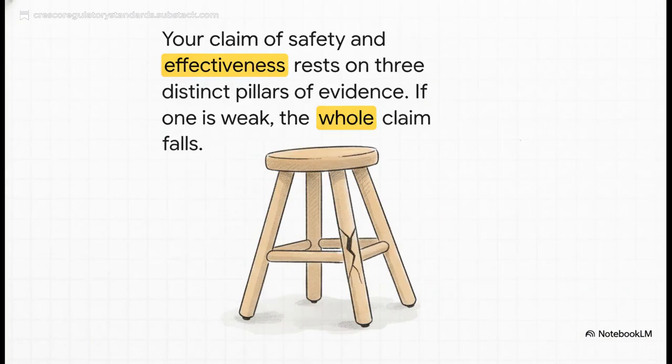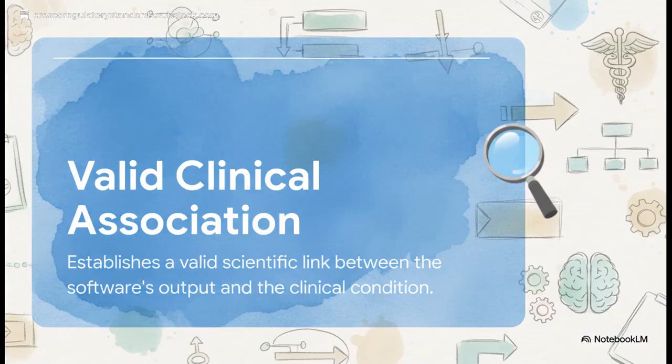If any one of these evidence pillars is weak, or worse, completely missing, your entire claim of being safe and effective just collapses. So let's break down each leg of that stool, one by one. Pillar 1 is valid clinical association. And interestingly, this has absolutely nothing to do with your code. The question here is really simple. Is the underlying science you're basing everything on legitimate?